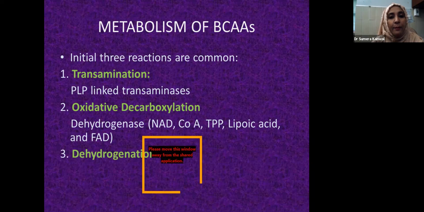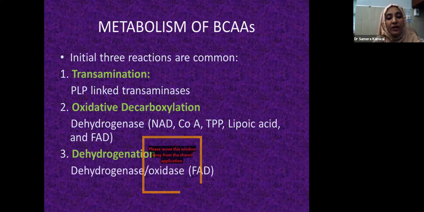Dehydrogenation is the third step in the metabolism of these branched chain amino acids. Dehydrogenation is the removal of hydrogen. It is catalyzed by the enzyme dehydrogenase or oxidase. The difference between the dehydrogenase of step number 2 and step number 3 is that the step 2 dehydrogenase requires NAD, CoA, TPP, lipoic acid, and FAD as cofactors. But the step 3 dehydrogenase enzymes require FAD as cofactor.